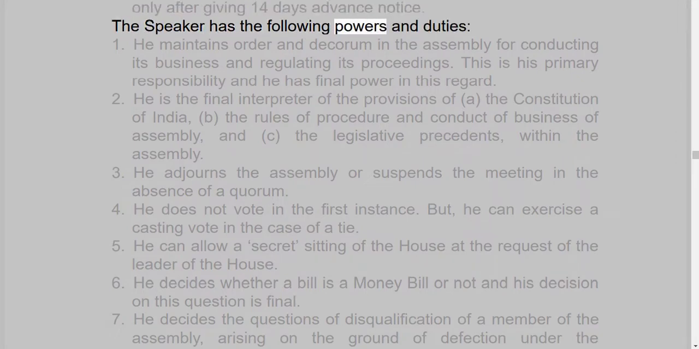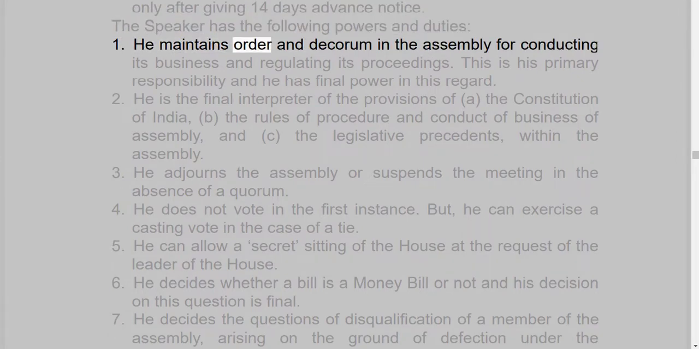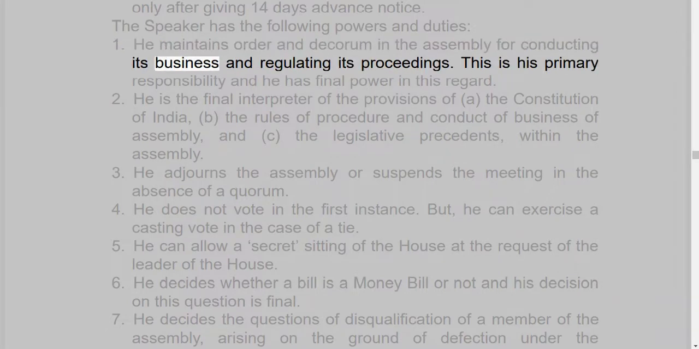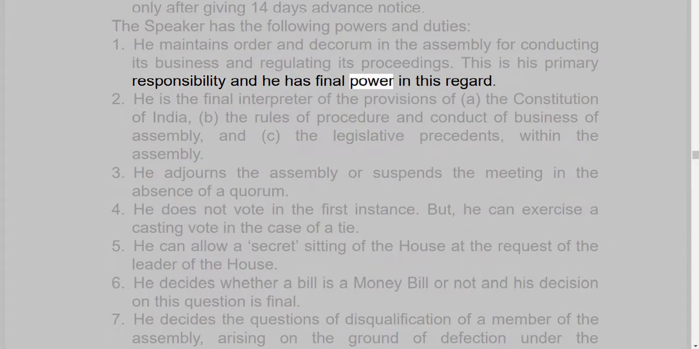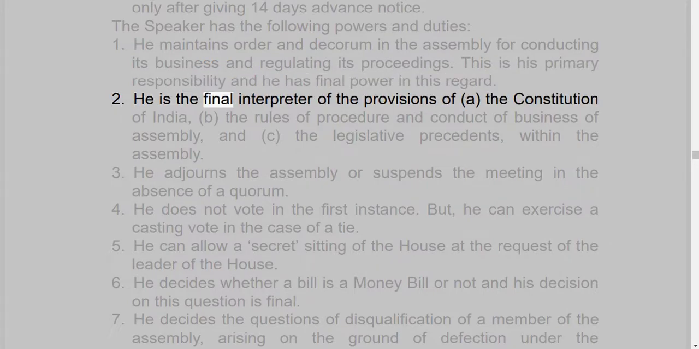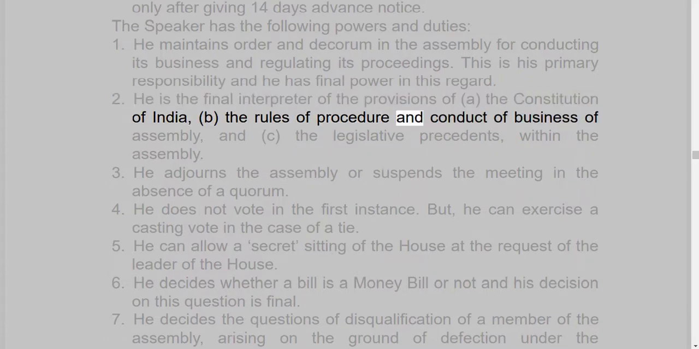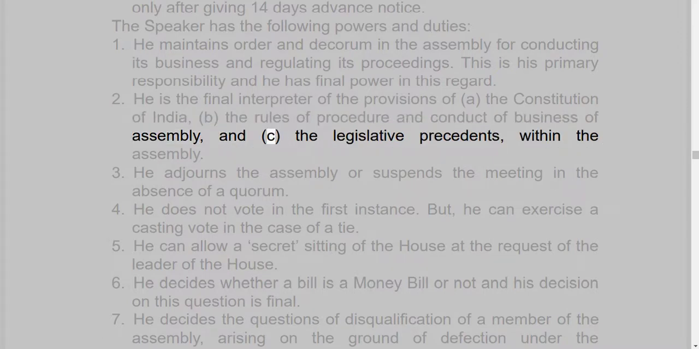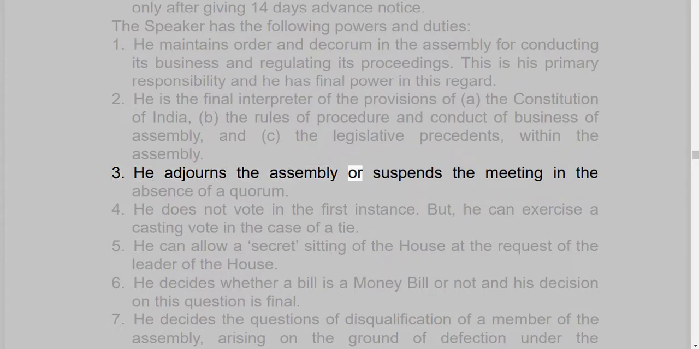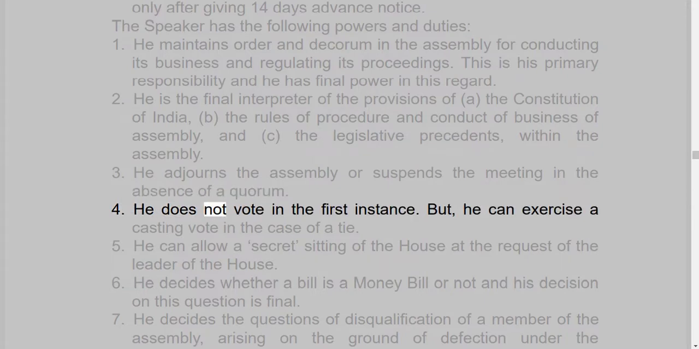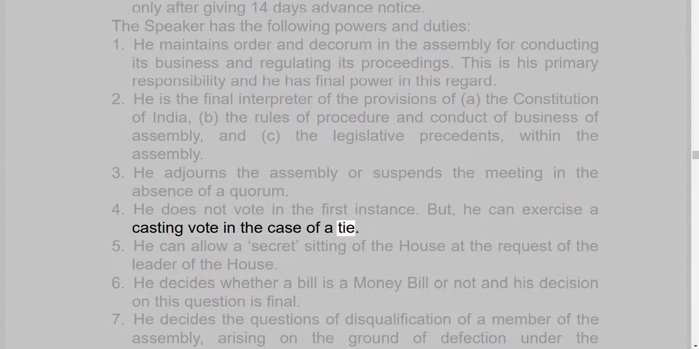The Speaker has the following powers and duties. 1. He maintains order and decorum in the Assembly for conducting its business and regulating its proceedings. This is his primary responsibility, and he has final power in this regard. 2. He is the final interpreter of the provisions of a. the Constitution of India, b. the rules of procedure and conduct of business of the Assembly, and c. the legislative precedents within the Assembly. 3. He adjourns the Assembly or suspends the meeting in the absence of a quorum. 4. He does not vote in the first instance, but he can exercise a casting vote in the case of a tie.